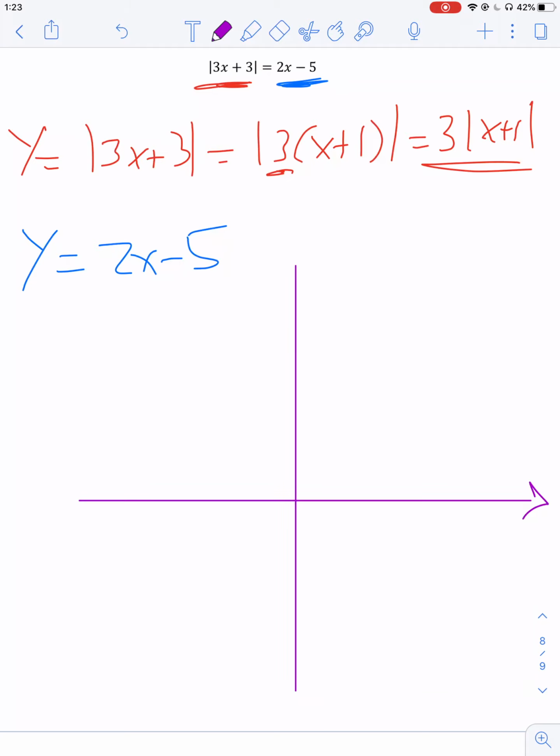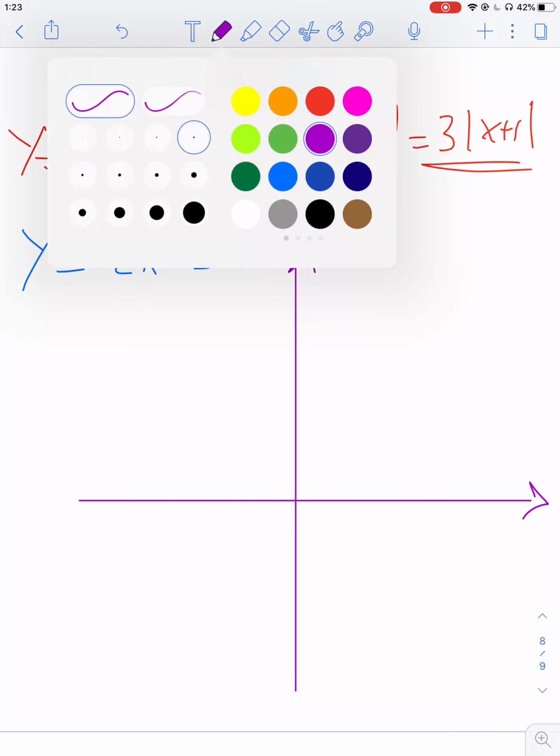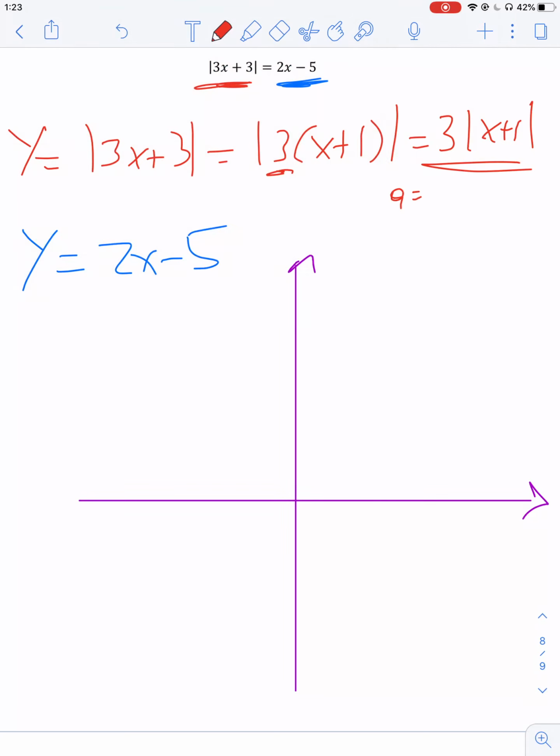So my first function, my a value is 3, so that means my absolute value function will open upwards. My p value, or sorry, h, just be careful. It's the opposite of what you see, right? So h is actually -1, and my k is equal to 0. Let's put the k over here. So just be careful. I know the h and k would confuse some of you.